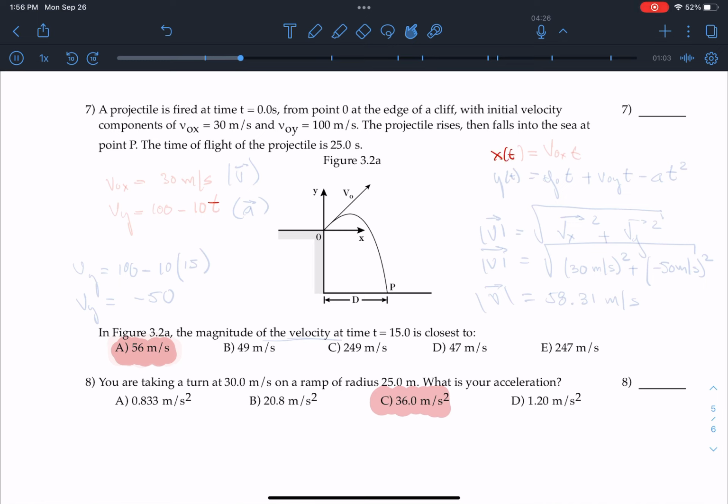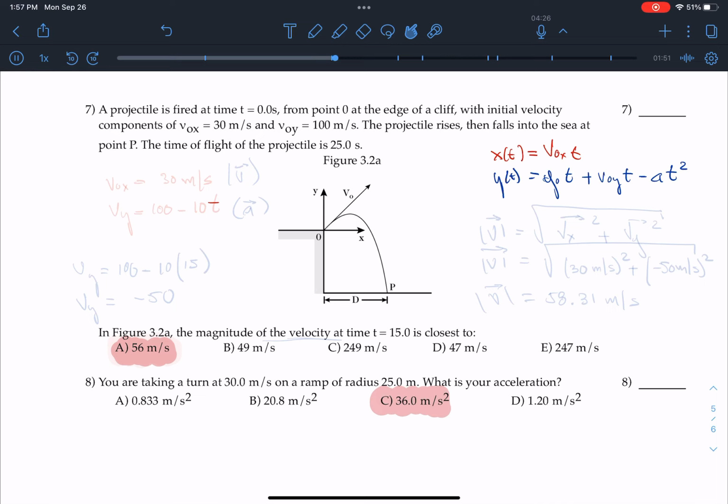So x of t is equal to the initial velocity on x times time, and y of t is going to be equal to y initial plus the velocity on y times the time, minus the acceleration times t to the second.